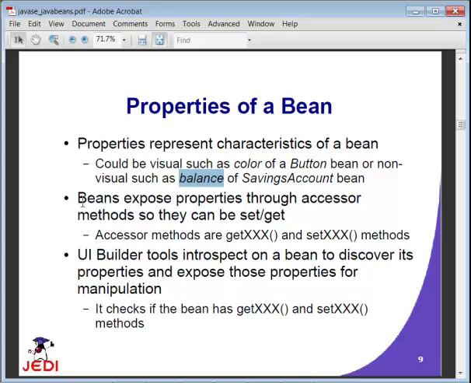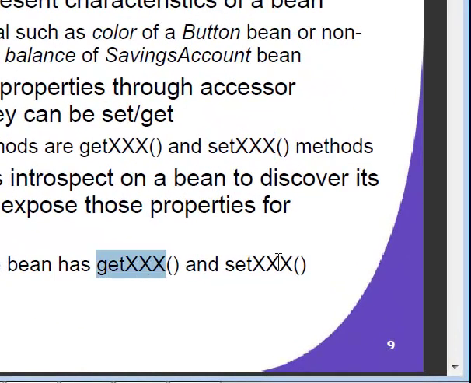Okay, so as I said before, beans expose properties like a balance or color through accessor method, so they can be set and get, meaning getter and setter method. So UI builder tool introspect on a bean to discover its properties and expose those properties for manipulation. So how does it do it? Again, it checks if the bean has this getter and setter method. And if it does, then it will say, oh, I can use a getter method to get the value of this XXX property, and I can set the value of that XXX property by calling set XXX method. Okay? So you can see why this getter and setter method is an important concept. Okay?